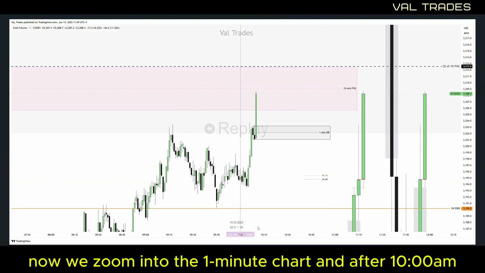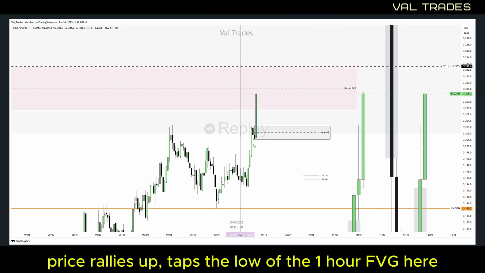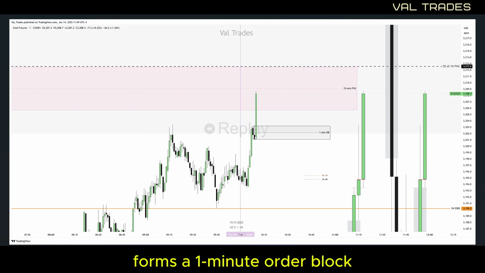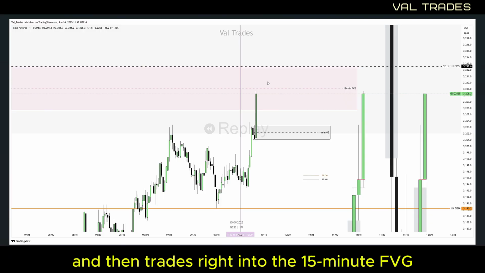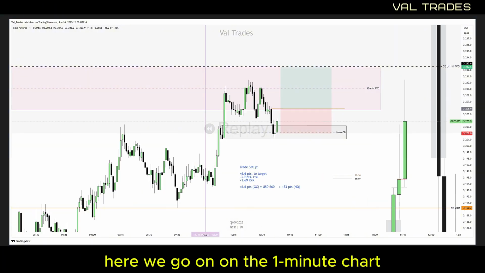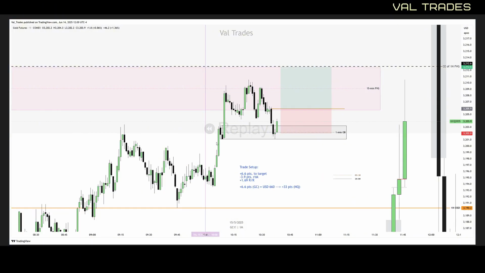Now we zoom into the 1-minute chart, and after 10 a.m., price rallies up, taps the low of the 1-hour FVG here, forms a 1-minute order block, and then trades right into the 15-minute FVG. Here we go on the 1-minute chart.